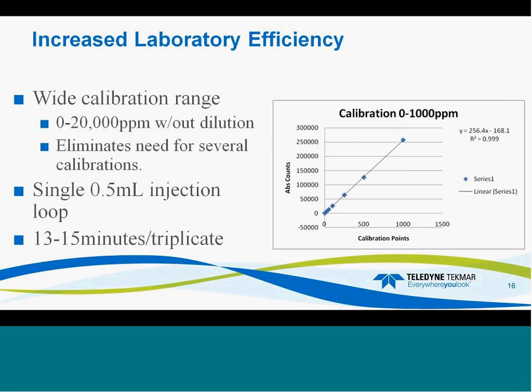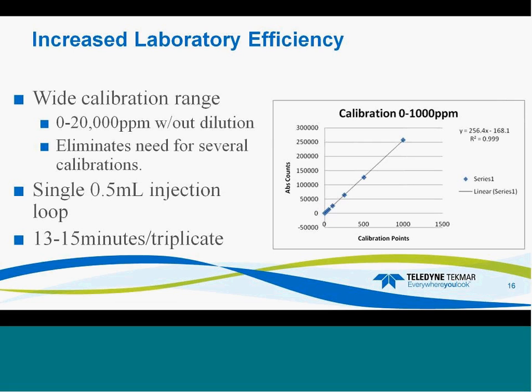With this flow-through detector, we wanted to see just how far we could push it. So we went from 0 to 20,000 ppm without dilution. This eliminates your need for several calibrations. You don't need a bucket. You don't need to have multiple methods. You can just run everything at the same calibration, same method, and it really will increase laboratory production. Get work done quicker.